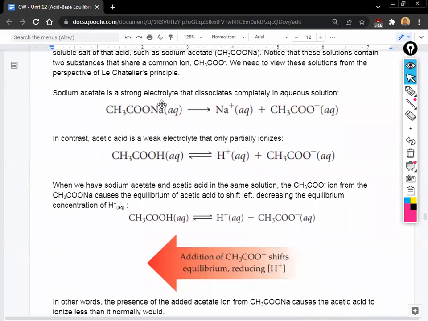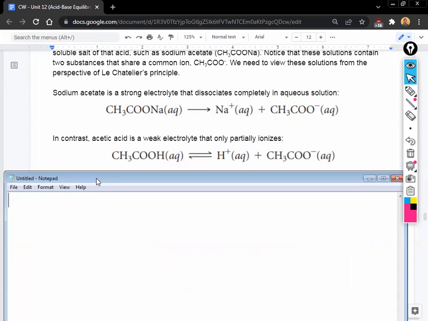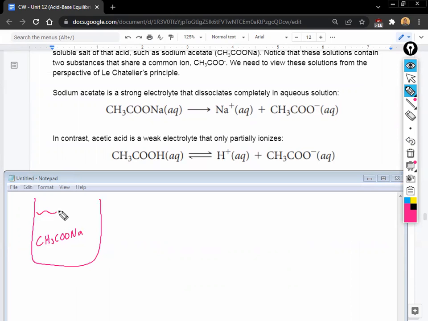Sodium acetate, CH3COONa. This is a salt, right? Let me draw a picture for you. Let's say you have a container that you put sodium acetate into. This salt is going to break down in solution into its ions, so you'll have the acetate ion and you'll have Na+. This part makes sense, right? We've been doing this with salt hydrolysis.